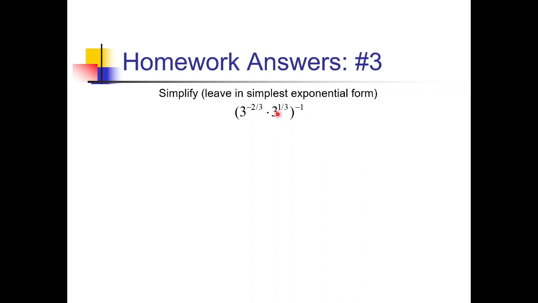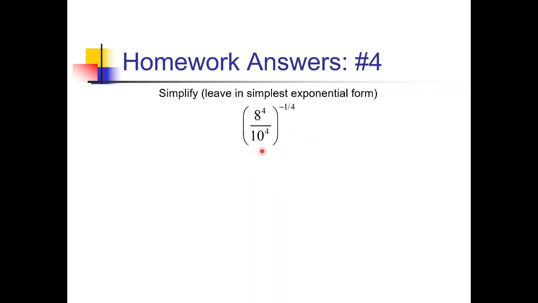So if I'm multiplying the bases, I'm adding the exponents. This is going to give us 3 to the -2/3 plus 1/3, which is going to be 3 to the -1/3. And we're still going to have that -1 outside there. Now, if I'm raising a power to a power, I have to multiply the exponents. So this just becomes then 3 to the +1/3.